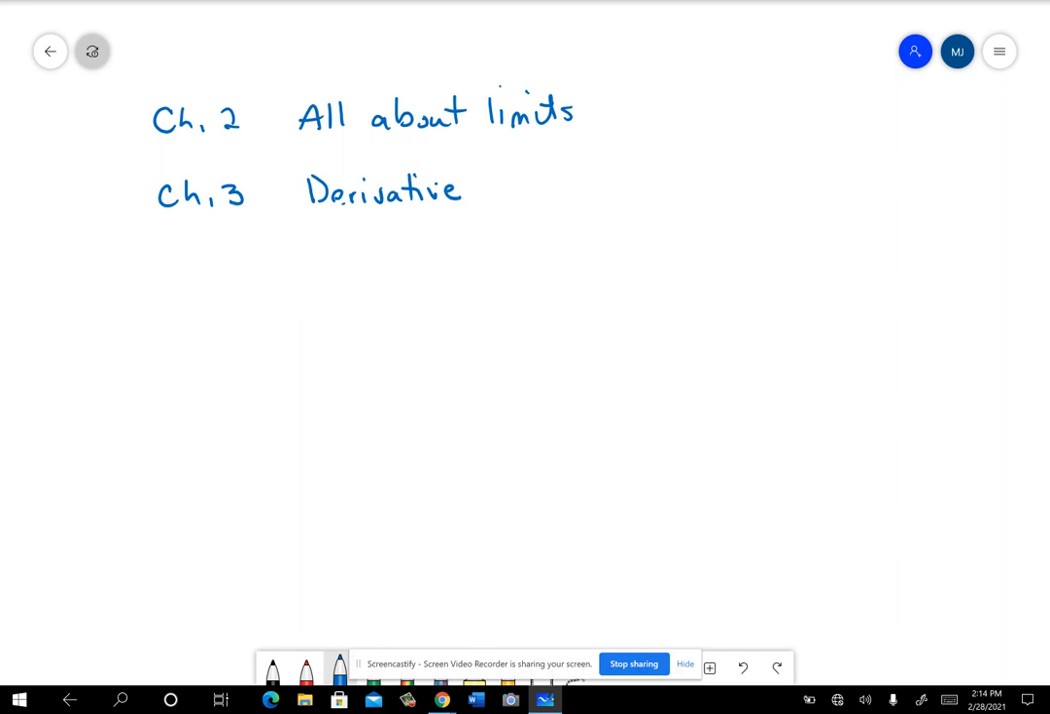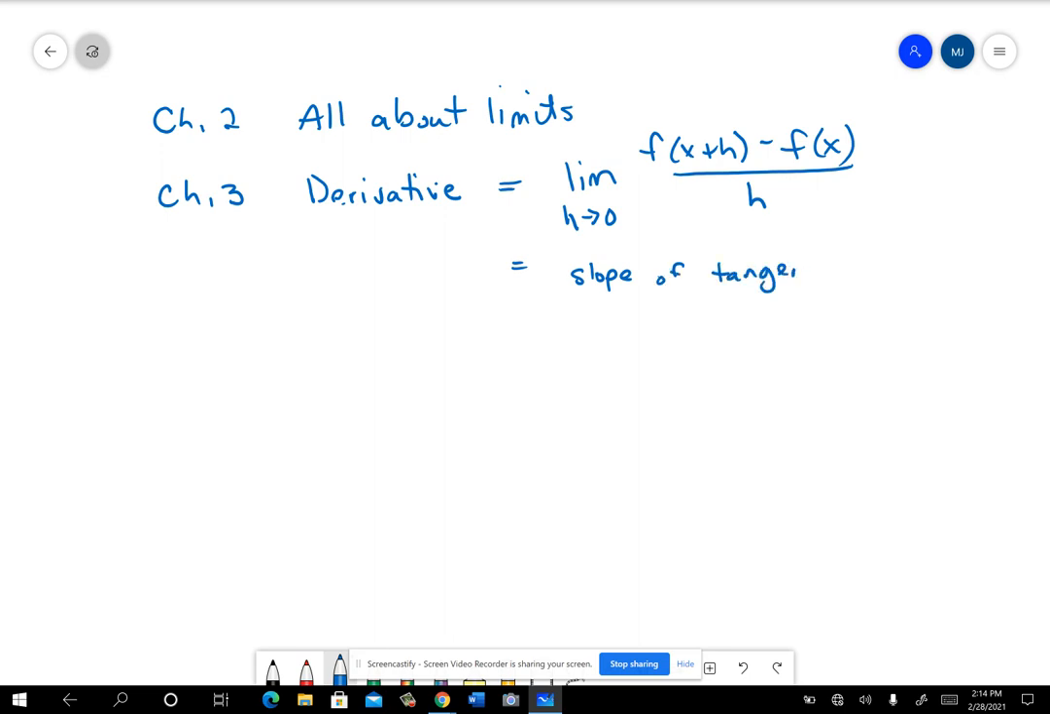of a function is really just the limit as h approaches 0 of f of x plus h minus f of x over h. Okay. And that is really just the slope of the tangent line to whatever the function is, to the curve at x, okay?